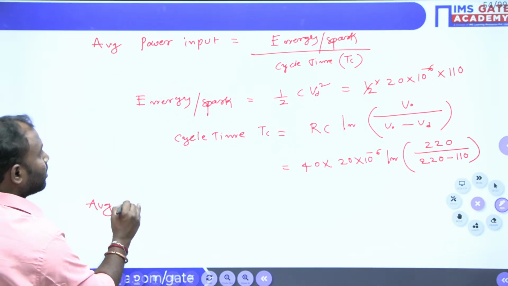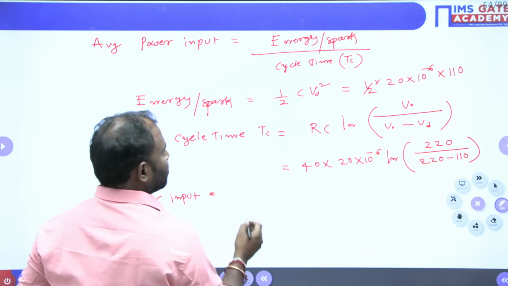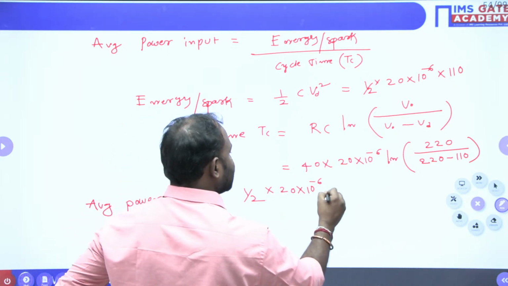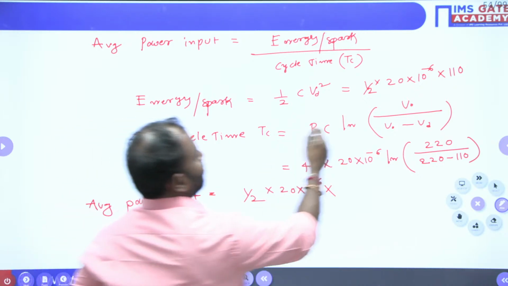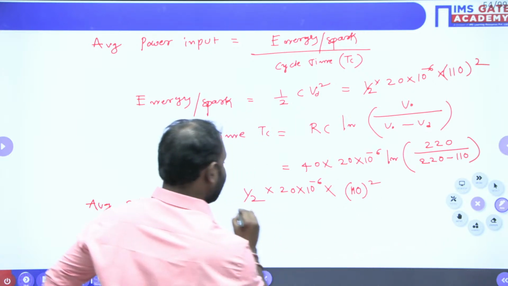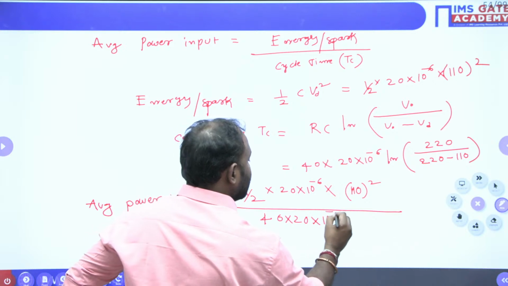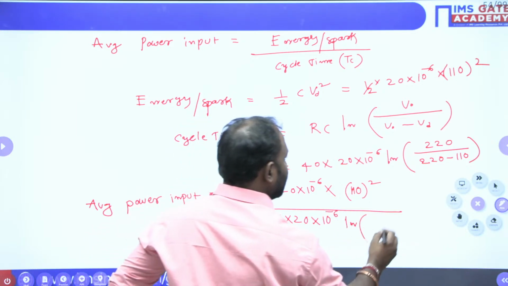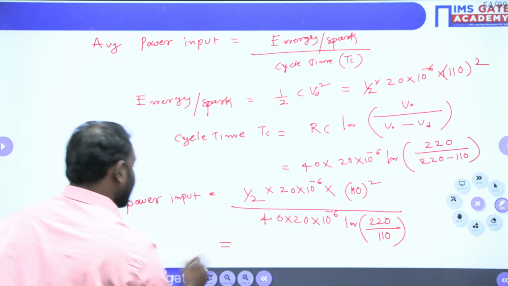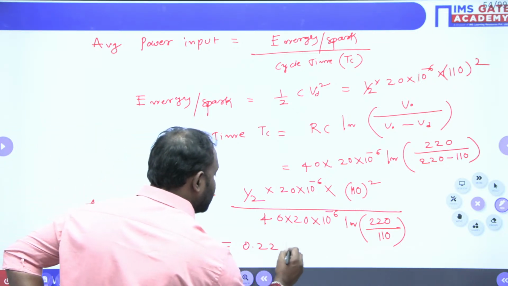Average power input is equal to 1 by 2 into 20 into 10 to the power of minus 6 into VD square, so here it is 110 square, divided by the cycle time, which is 40 into 20 into 10 to the power of minus 6 into ln of 220 divided by 110. Now if you solve this, you are going to get the average power input, 0.22 kilowatts.